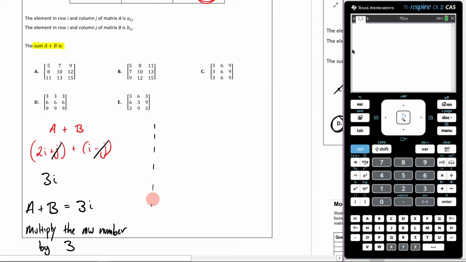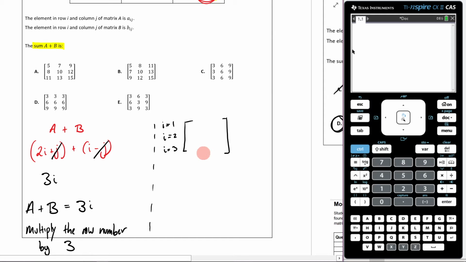So if you think about what our thing looks like here, let's come up here now. Let's partition this off. We've got a 3 by 3 matrix here. We know that i is equal to 3. This is row number 1, this is row number 2, this is row number 3, right? Row 1, row 2, row 3.